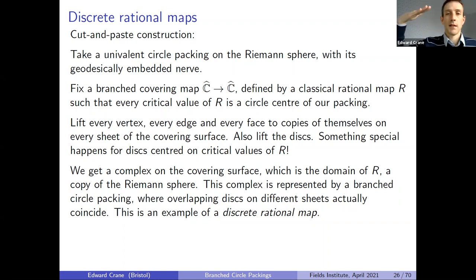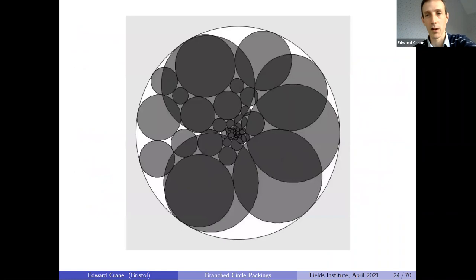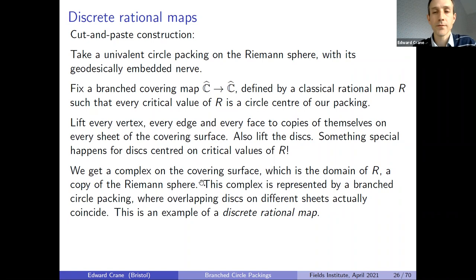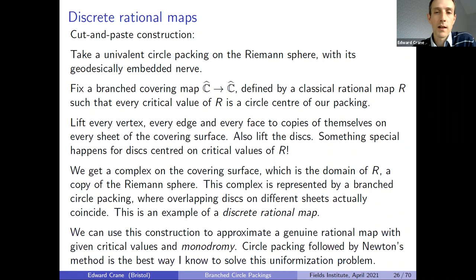And it has the property that, as a branched circle packing, it doesn't make very interesting pictures, because if you have two disks on different sheets and their projections under this covering map overlap, then they actually coincide. So you don't see any of the interesting behavior of overlapping disks like we had in that last picture. Nevertheless, it's a way to make lots of discrete rational maps, and it's actually useful for something.